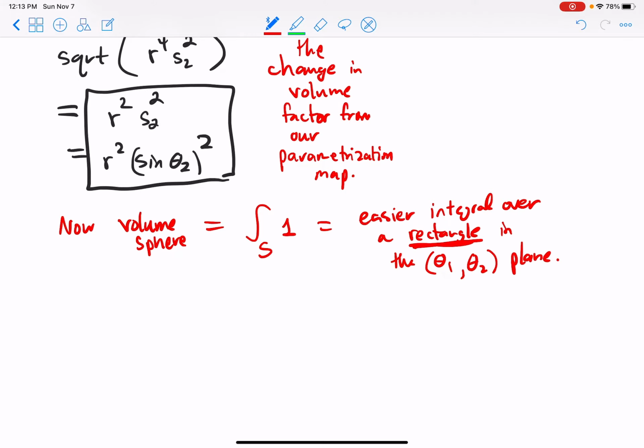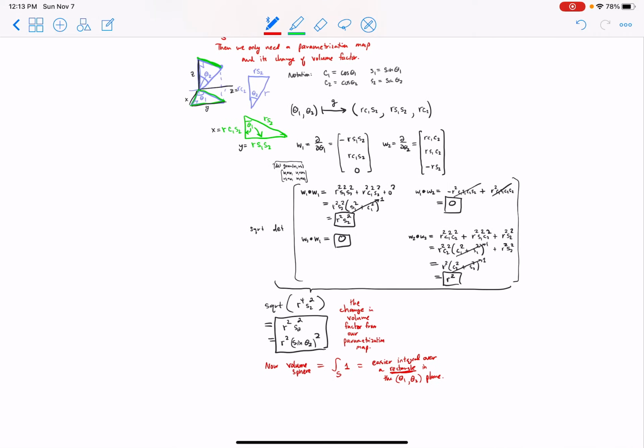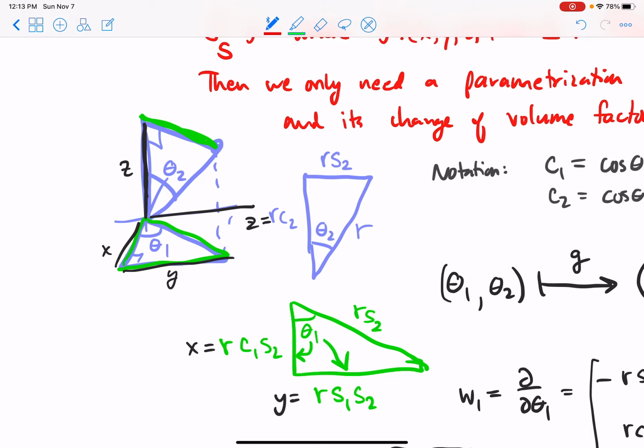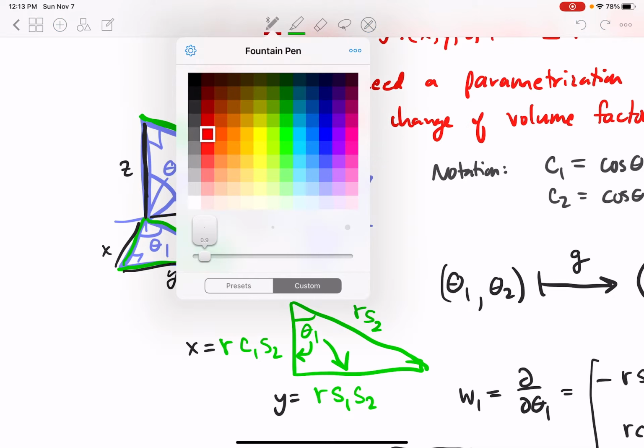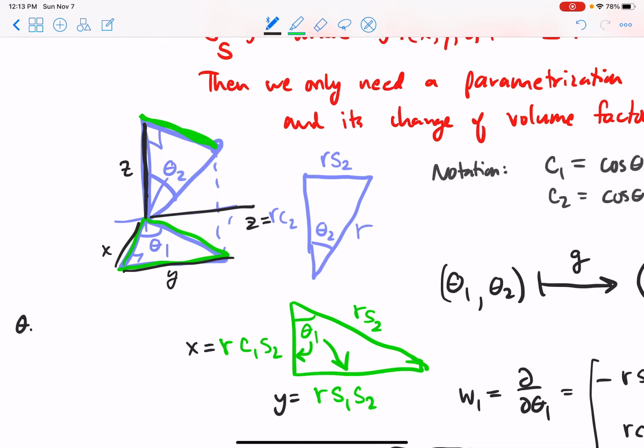So now, what rectangle? Go back here. See that theta 1 can just go in a whole loop from 0 to 2 pi. So I'll write theta 1 in 0 all the way to 2 pi. Just moving around in a loop, theta 1. And then theta 2 only needs to go down by pi. Because if we go all the way around again, we're going to double up the sphere. So actually theta 2 just goes from 0 to pi.